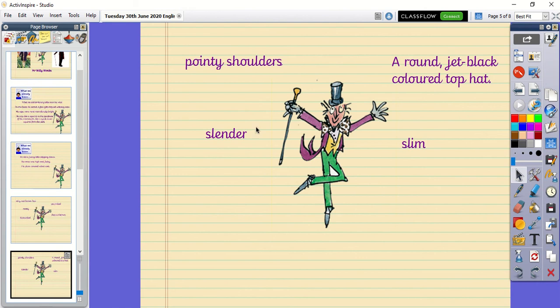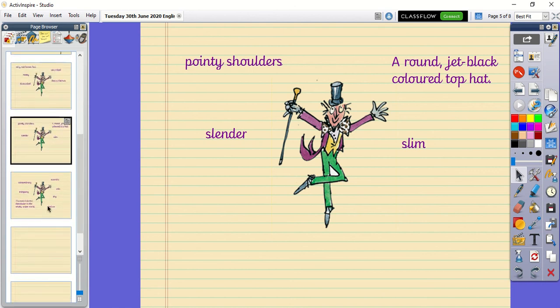So then I'm going to go on to his body type, what his body shape is. So I've said he's got pointy shoulders. He is slender, meaning slim. And he has a round, jet black coloured top hat. Okay, so therefore using my adjectives there, I've got a 2A sentence there. Round and jet black coloured. Okay, talking about what he looks like, what he's wearing.